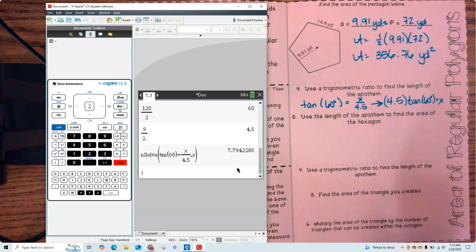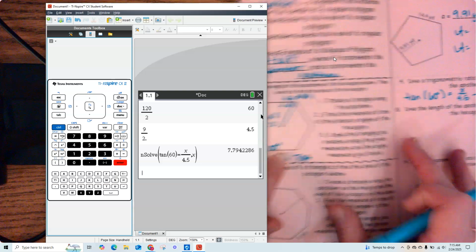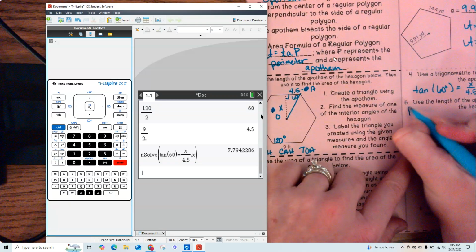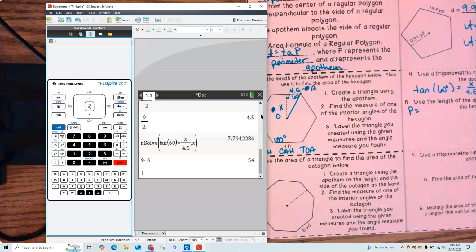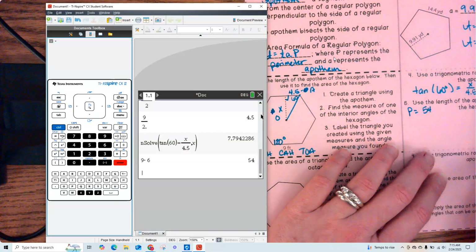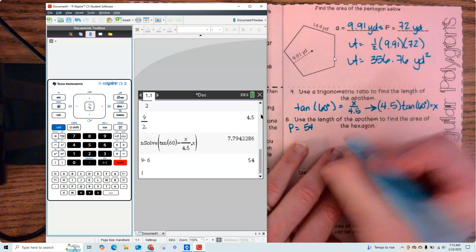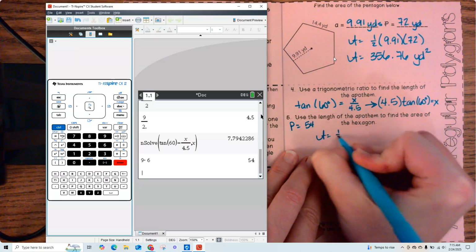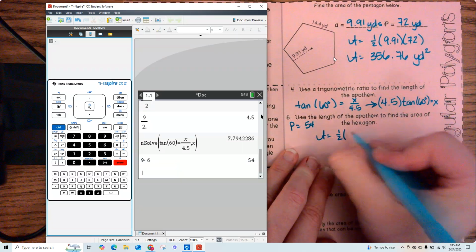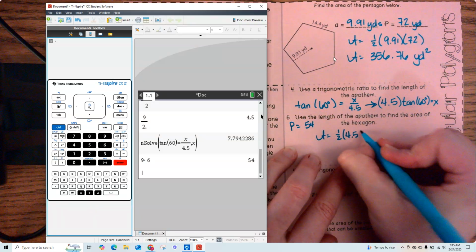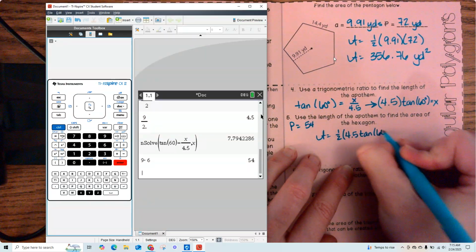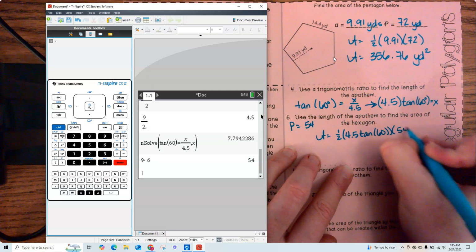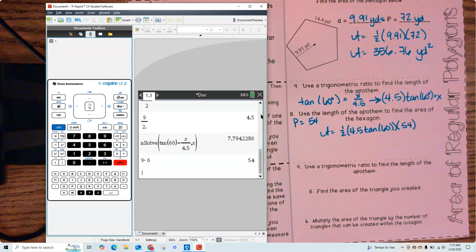So now we have the apothem. The only other thing that we need is the perimeter. So the perimeter of this thing, it's a hexagon, right? So if each side is 9, it's got 6 sides, so my perimeter is going to be 54. All right. Area equals half of the apothem, 4.5 times tangent of 60, times the perimeter. Okay, so here's what I want to show you. Say I round this apothem off to 7.79, okay?